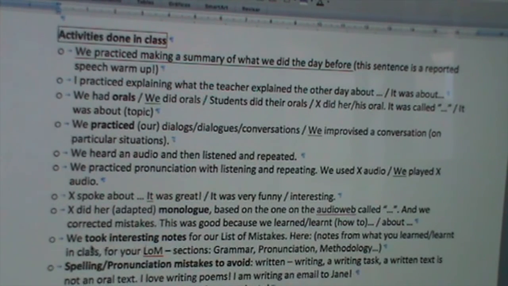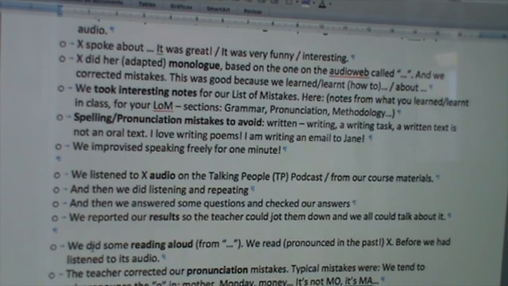Okay, then we took interesting notes for our list of mistakes, or we took interesting notes for our LOM. Here you put this, and then you can copy your notes, for example, notes from what you learned in class. Remember the list of mistakes has different sections for grammar mistakes, or for pronunciation mistakes, or for methodology, whatever. For example, for spelling and pronunciation mistakes, to avoid, of course.